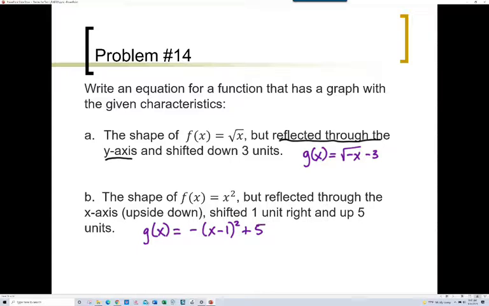On the other one, we have g of x equals minus the quantity x minus 2 squared plus 5. So again, let's make sure we've got this right. Reflected through the x-axis, that's what that minus does out front. Shifted 1 unit right, that's what this minus 1 here causes us to go 1 unit right. Remember, horizontal shifts work the opposite of what you might expect. Minus 1, I would think I'm going left, but you're going right. And finally, up 5 units, that's what this 5 causes. And so it looks like we're good.